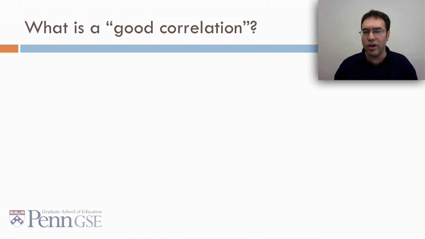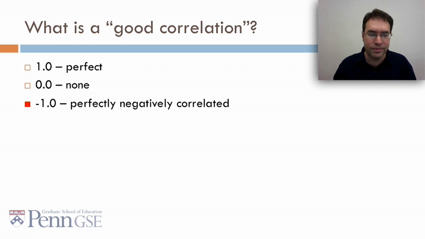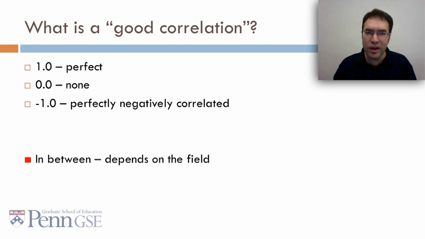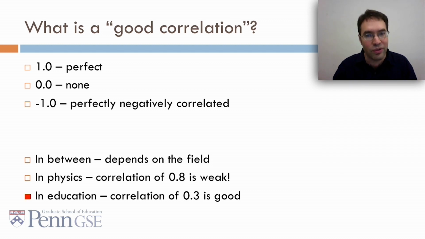So what's a good correlation? 1 is perfect. 0 is no correlation at all. There's just no relationship. -1 is perfectly negatively correlated. In between, what's a good correlation? Depends on the field. In physics, a correlation of 0.8 is something you have to be depressed about. In education, a correlation of 0.3 is something you can be excited about.